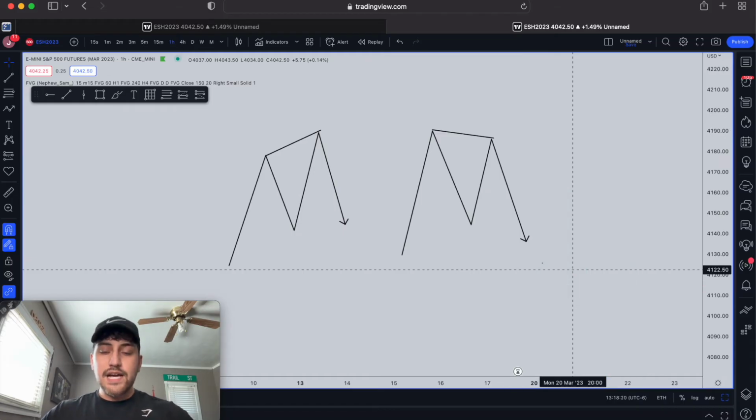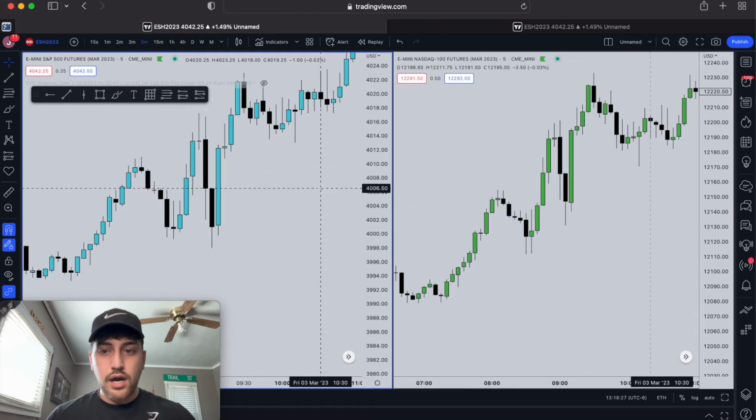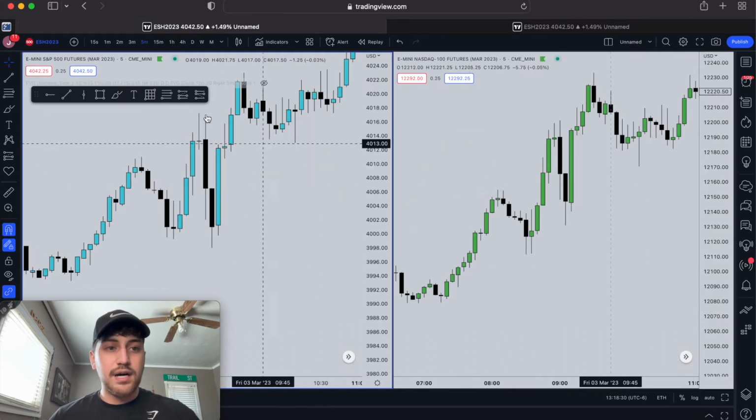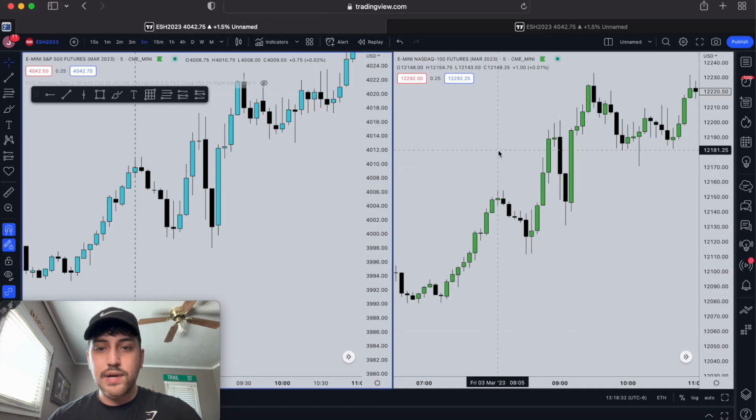So that is how you use SMT divergence. That is a quick rundown. Now let me go show you guys some examples. All right, so here today we have ES on the left and NASDAQ on the right.